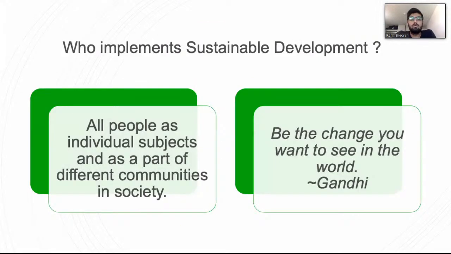And now, who implements this sustainable development? All the people, as individuals and as a part of their community in society. And as the great leader of the world, Gandhi, said, be the change you want to see in the world.